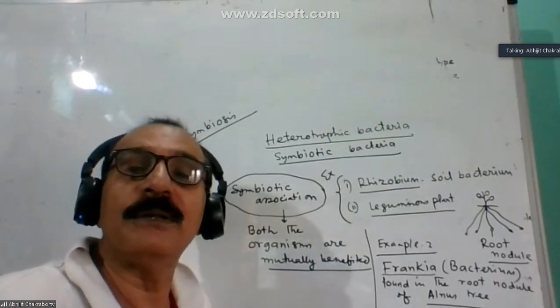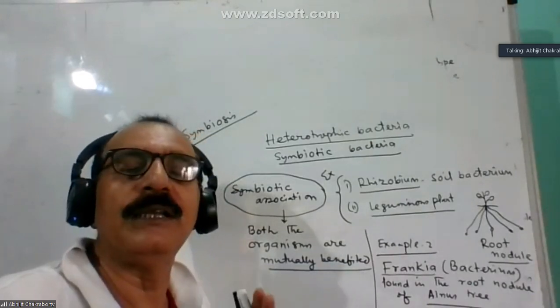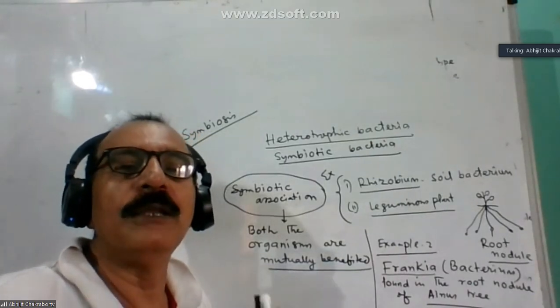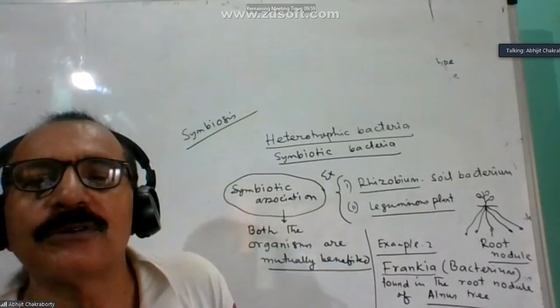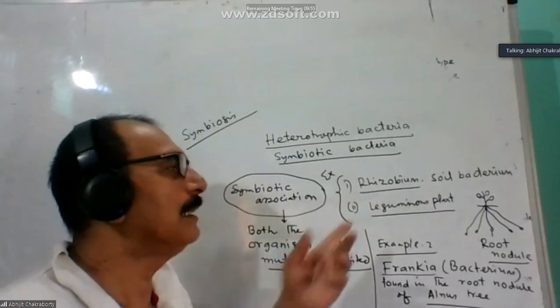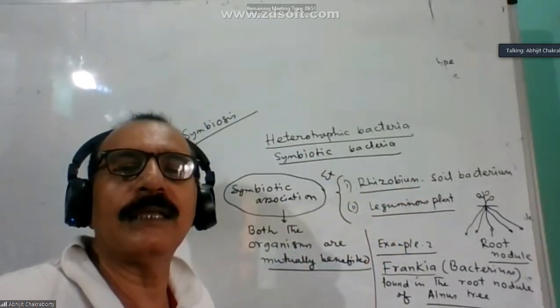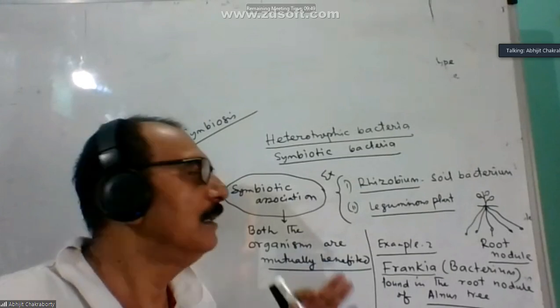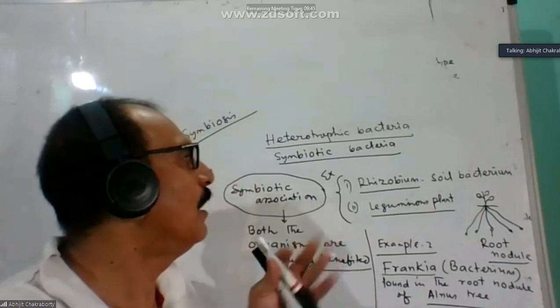And how are they benefited? This benefit is in terms of nutrition. They should be nutritionally mutually benefited. Otherwise, you cannot consider it symbiotic association. So this is called symbiotic association and they are the symbiotic bacteria. Rhizobium, as an example I gave you, and this is Frankia. I think it is clear to you now about the symbiotic bacteria.